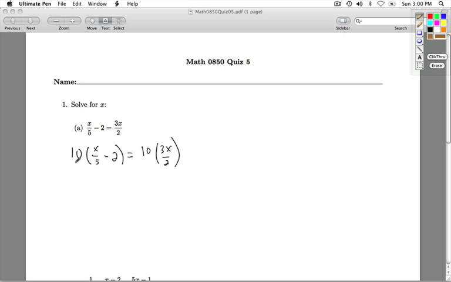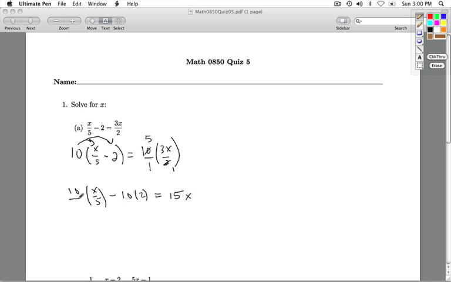Now on the left-hand side, I'm going to have to use the distributive property. So I get 10 times x divided by 5 minus 10 times 2. On the right-hand side, I can go ahead and multiply. 10 is 10 over 1. I can cancel 2 out for a 1, 5 up there, and I get 15x.